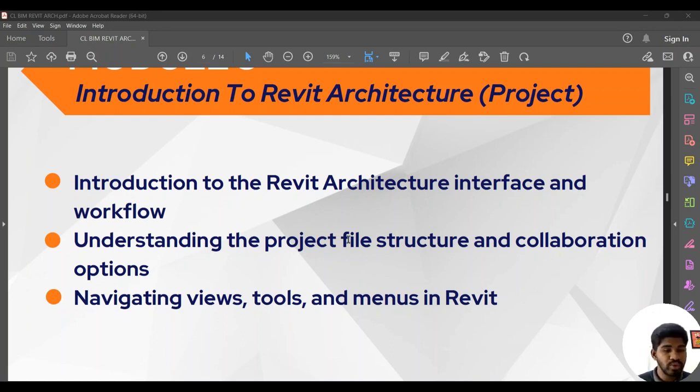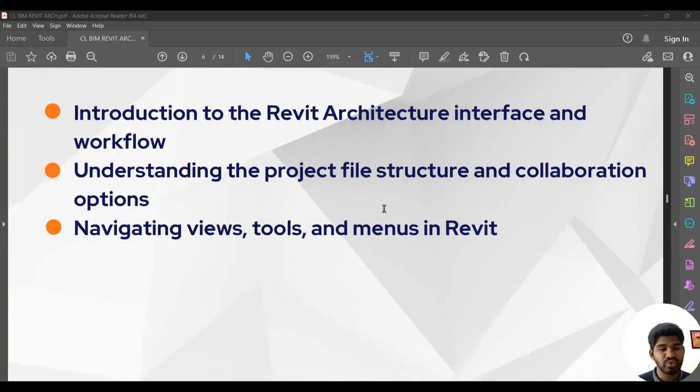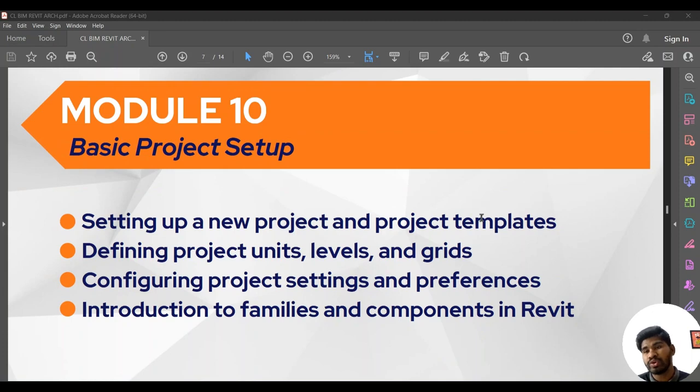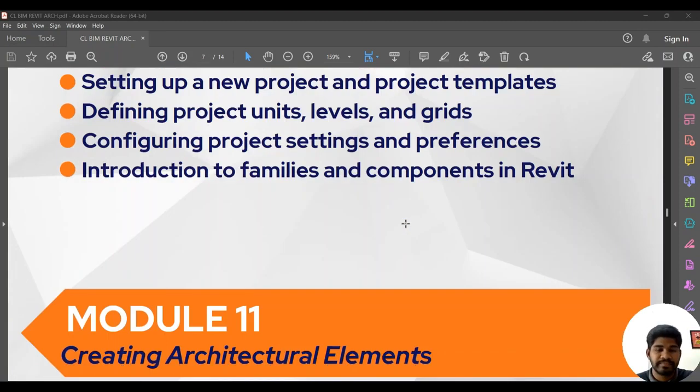Then there are so many tools and keys, such as navigation tools and menus in Revit. Then basic project setup: how we are going to set up the project. Then defining project units, creating levels, grids, and configuring the project settings and preferences, however we need in our project. Then introduction to BIM families and components in Revit. This is a very, very, very important concept. We will be discussing it more and focusing more on it.